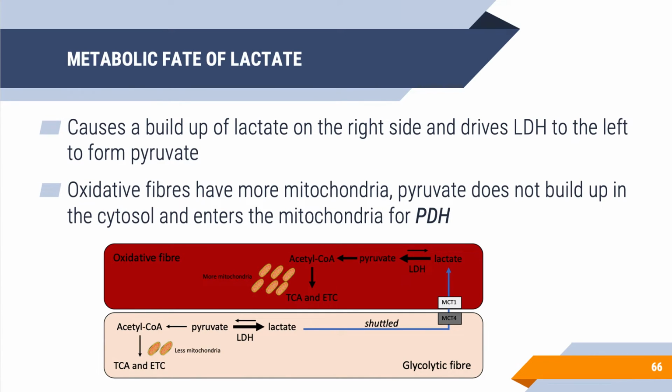Once lactate is brought into that oxidative fiber, we now have a buildup of lactate, which is going to push the LDH reaction towards pyruvate. Because oxidative fibers have a greater number of mitochondria, we're able to then take that pyruvate, convert it to acetyl-CoA, and push acetyl-CoA through the TCA cycle and the electron transport chain to make ATP.